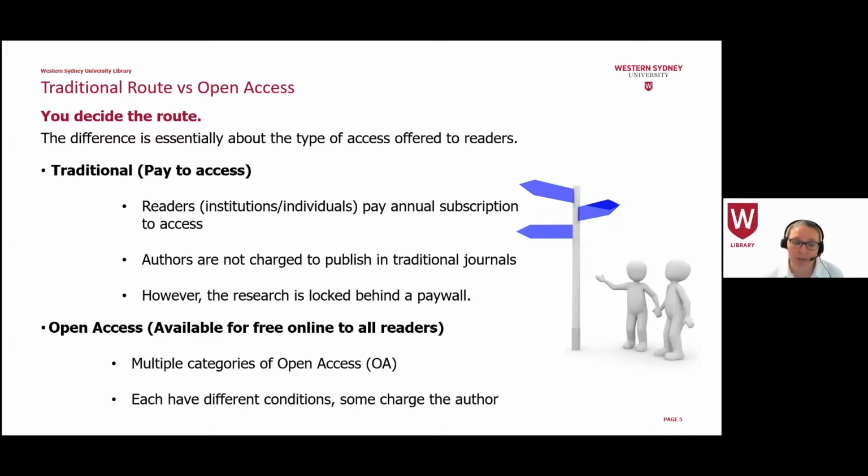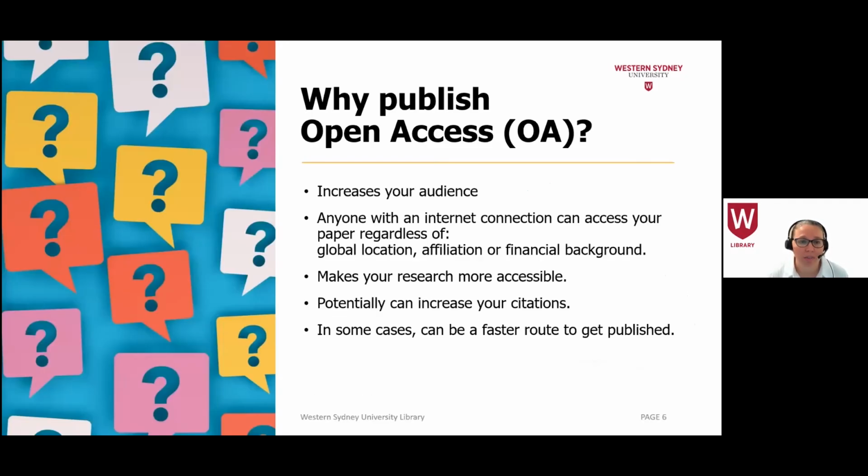The other alternative is open access, which is freely available online to all readers. There's lots of different categories of open access and each has different conditions, and some will charge the author. So why publish open access? Well, firstly, it increases your audience. It means that anyone with an internet connection can access your paper regardless of global location, affiliation, or financial background, which makes your research much more accessible. Potentially, this can also increase your citations, and in some cases, it can be a faster route to getting published.